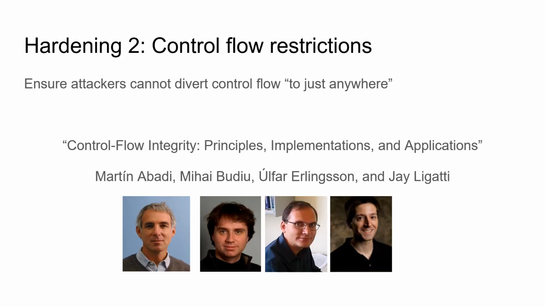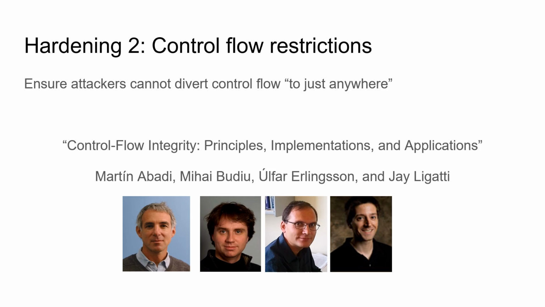So that was information hiding. What about other ways of hardening your program? Well, one particularly powerful way is to restrict the control flow, making sure that attackers cannot simply divert the control flow in a program to any arbitrary location in the program code. So we want to make sure that all the control flow transfers, say the places that you return to or the places that you target with a call instruction, only land on the right places.